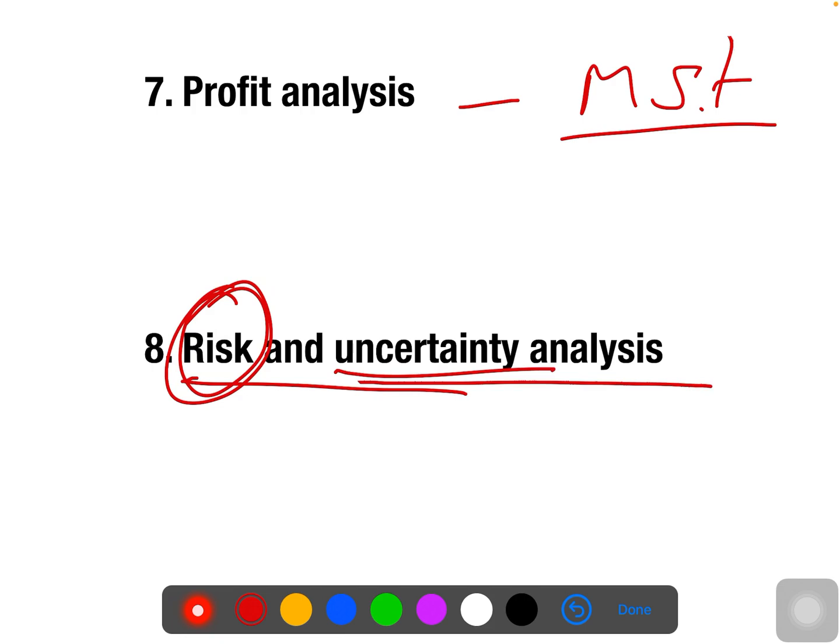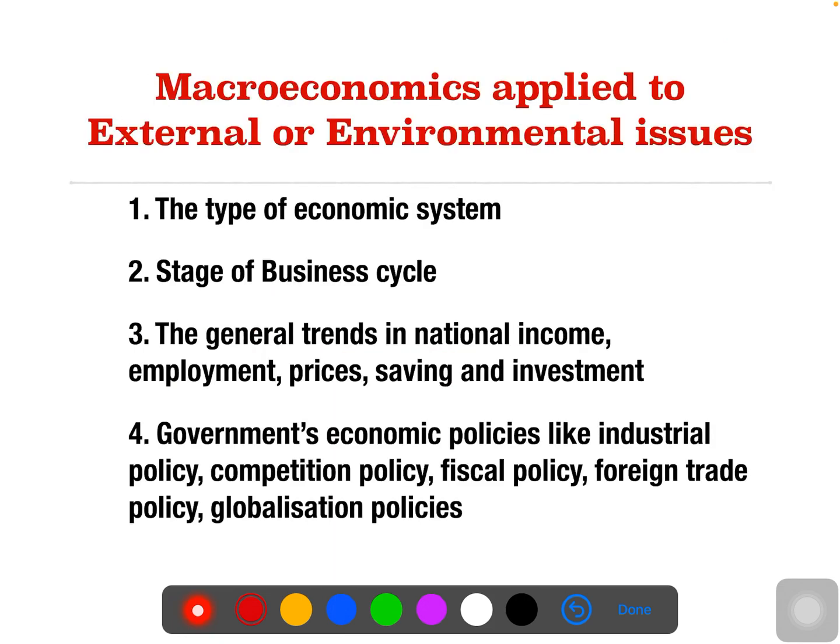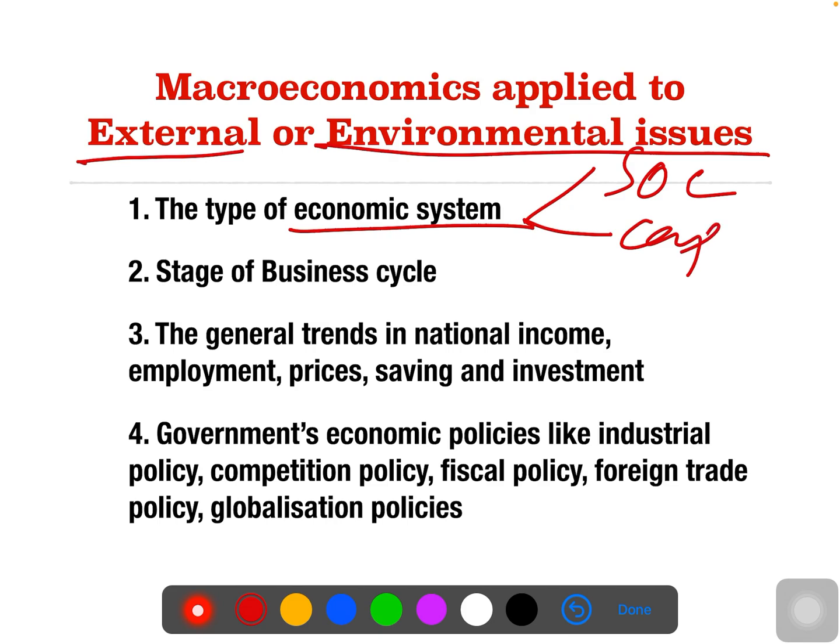So these are all topics of internal, operational, microeconomic issues. And the next one is macroeconomics, applied completely. It's called external, environmental issues. The things outside the organization which affect the business are called external, environmental, macroeconomic issues. The first one is the economic system. It can be socialistic, capitalistic, or a mixed economy. The kind of economic system we have is completely what decides how business will be run.